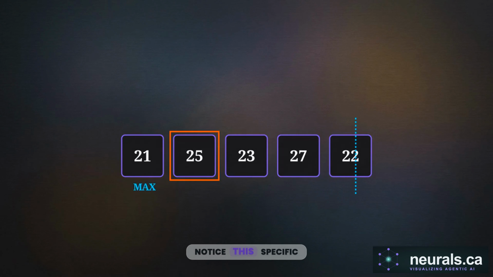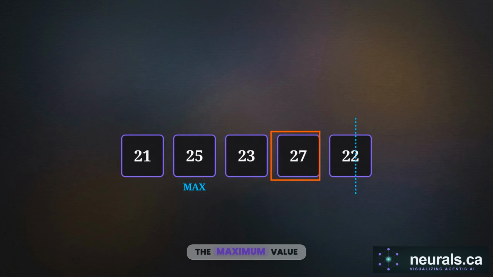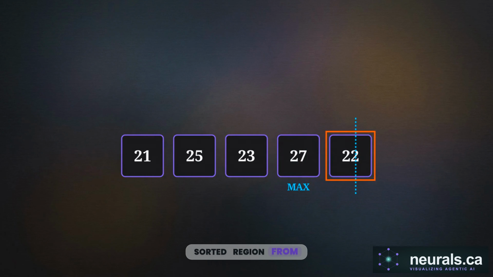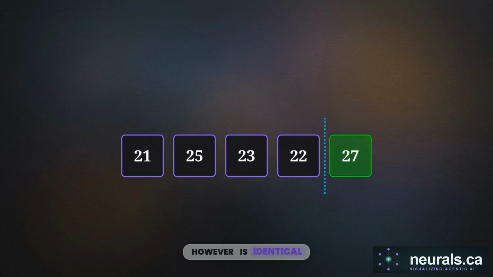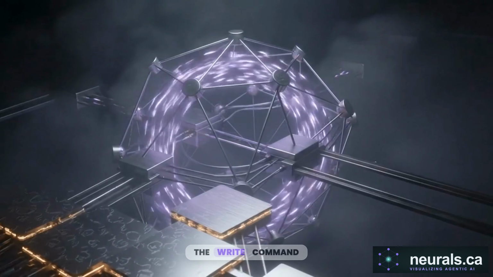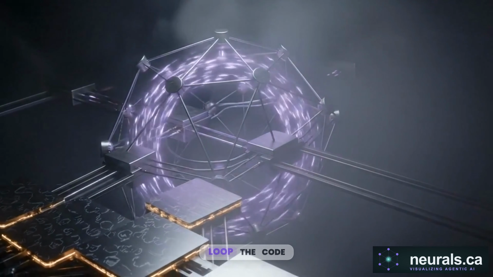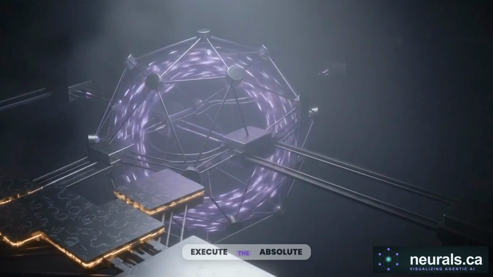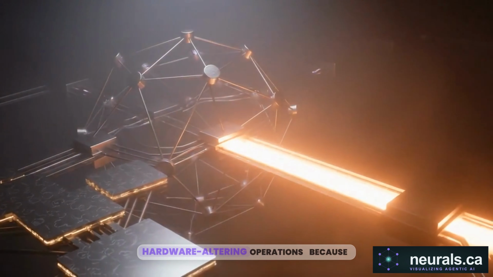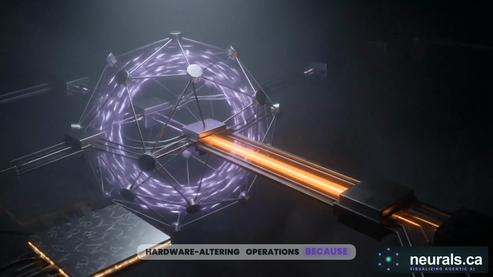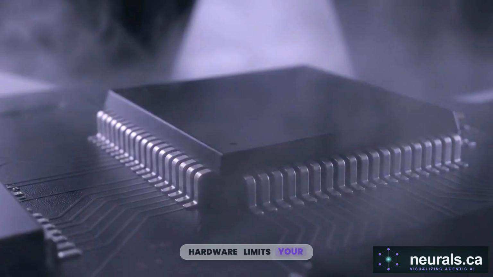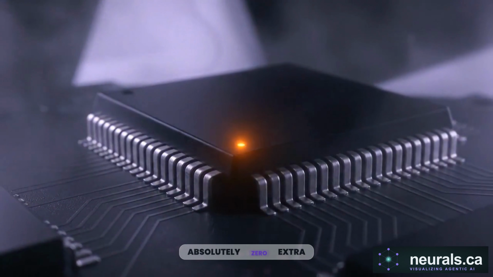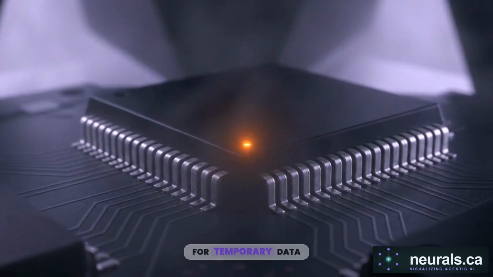You might notice this specific implementation hunts for the maximum value and builds the sorted region from the back of the list instead of the front. The mechanical logic, however, is identical. By physically isolating the write command outside the scanning loop, the code guarantees it will execute the absolute minimum number of hardware-altering operations. Because of this specific design, you only deploy selection sort under strict conditions, when your embedded hardware limits your write capacity, or when you have absolutely zero extra memory to spare for temporary data buffers.